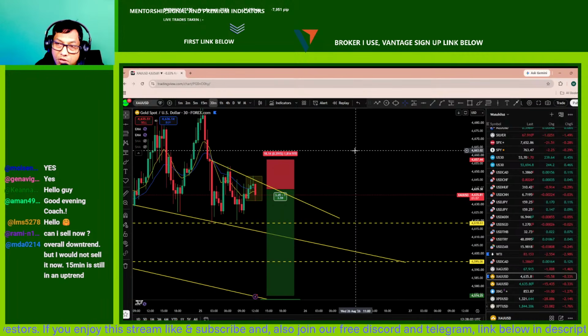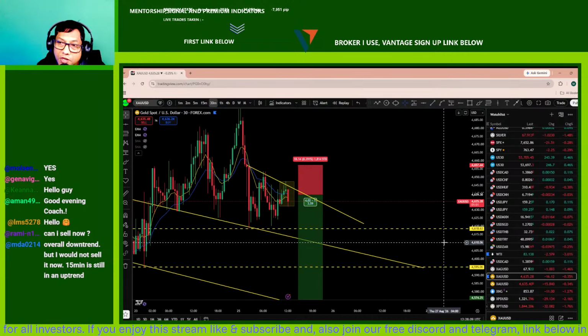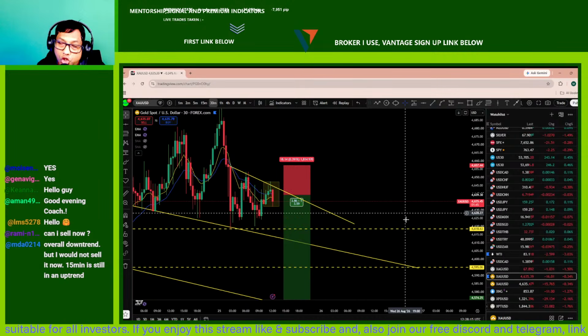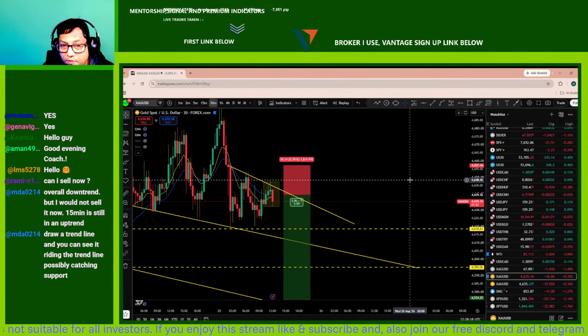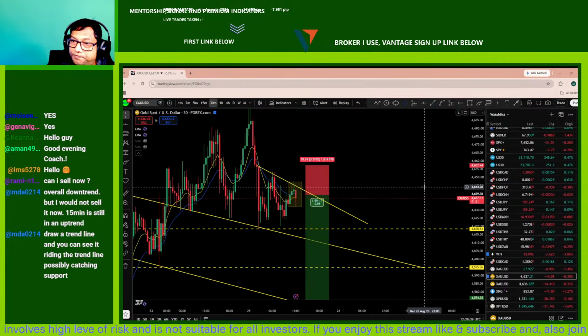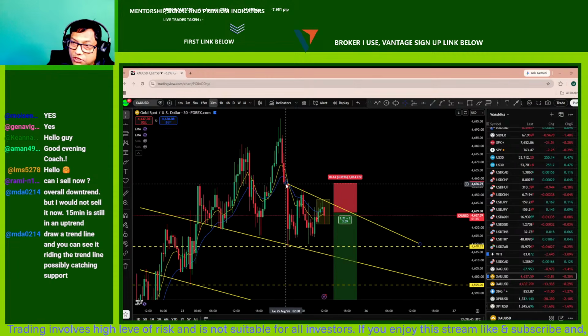So, because it is in a daily trend, daily market structure, we are looking for this market to show its directional bias here in that direction. Draw a trend line, and you can see it riding the trend, possibly catching support. And this is what in fact I have drawn here along this area.